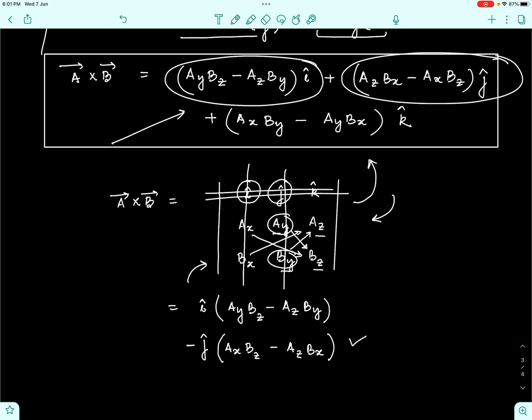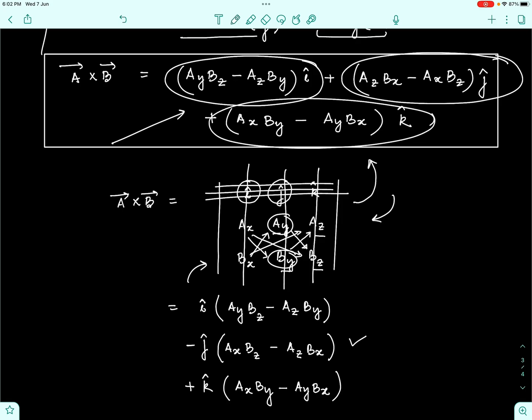Next, the third term, K cap term, will come with a plus sign itself, and you do the same thing that you have done with the first two. So, you leave that row and that column which contains K cap and you cross multiply the remaining terms and write them with a minus sign in between. So, AXBY minus AYBX becomes your expression for the K cap component. See that it is the same term that we have obtained here.